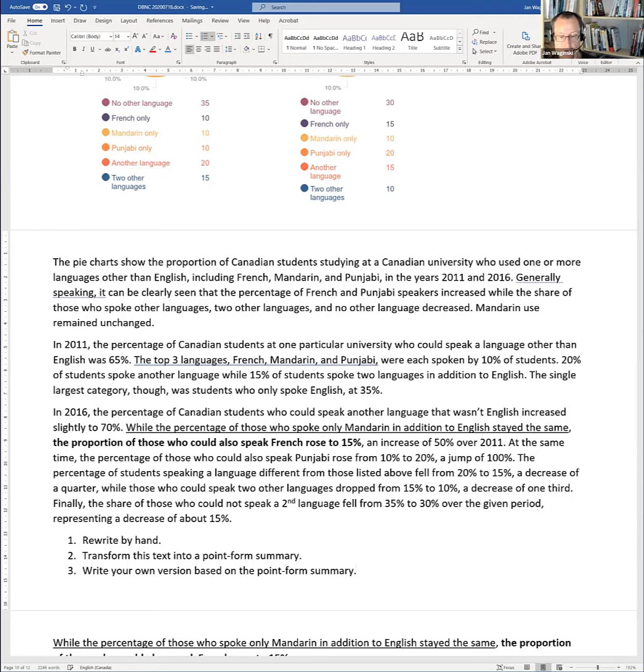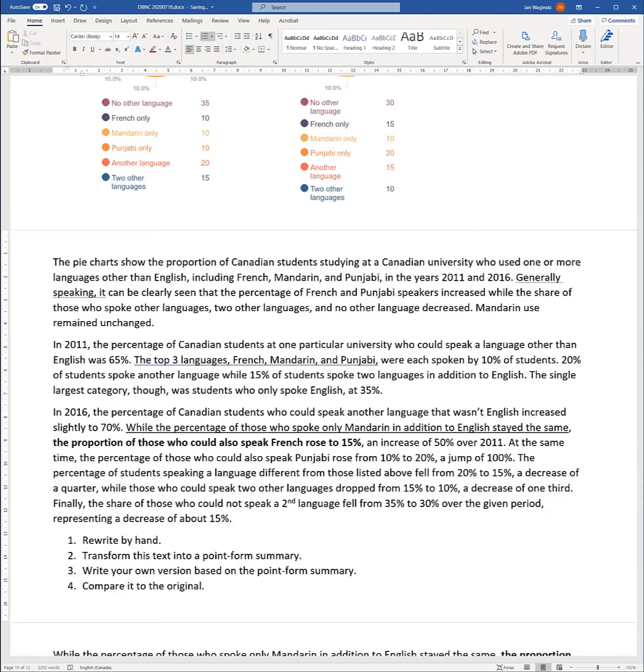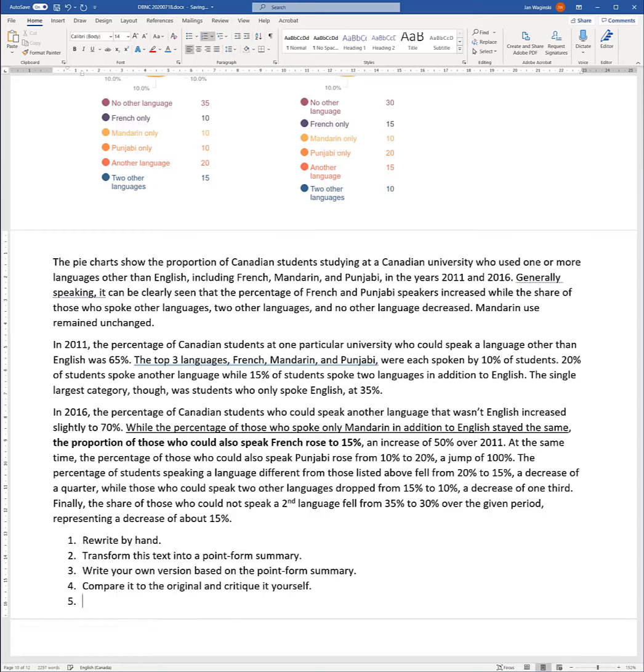Write your own version based on the point form summary. Compare it to the original. Okay, and then I'll check it. Or an even better process would be write your own version based on the point form summary, compare it to the original and critique it yourself. Put everything away, all of your notes, so that you can't see anything.